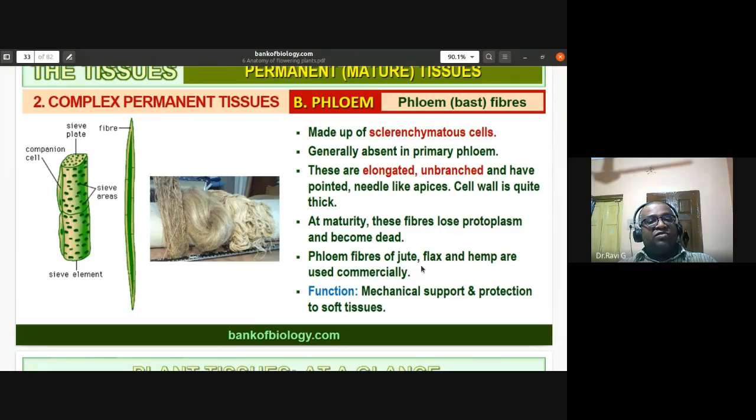The phloem fibers of jute, the twine dara I told you about, from which we make jute fibers. The phloem fibers of jute, flax, and hemp are commercially used. The function of phloem fibers is that they provide mechanical support and protection to soft tissues.